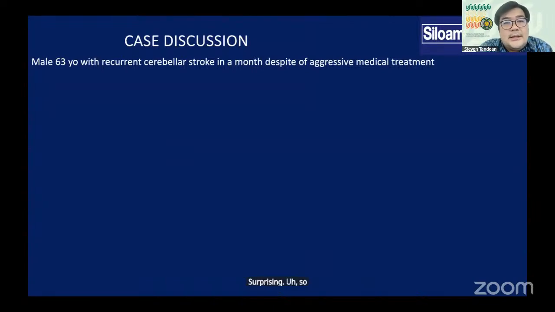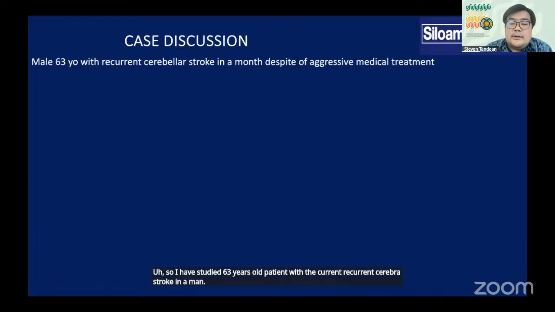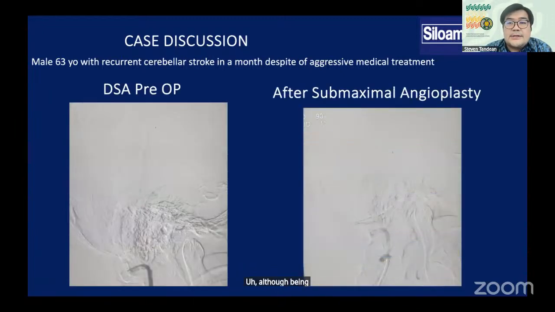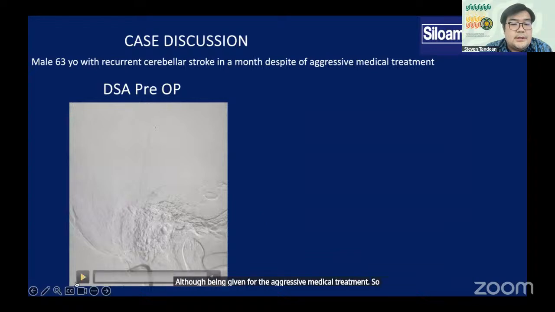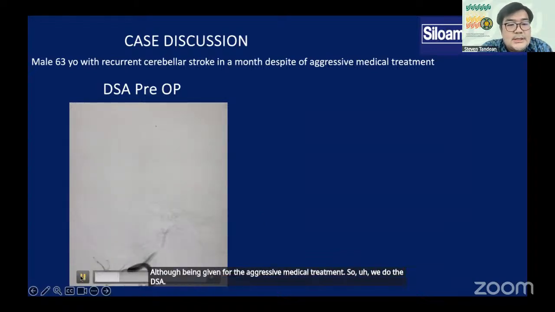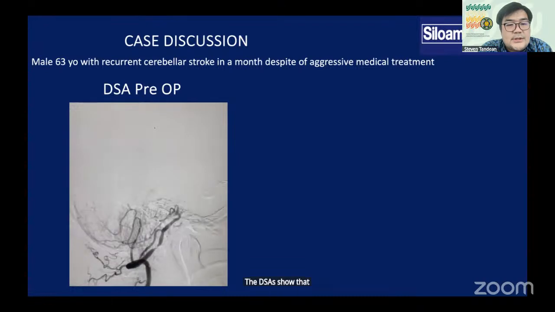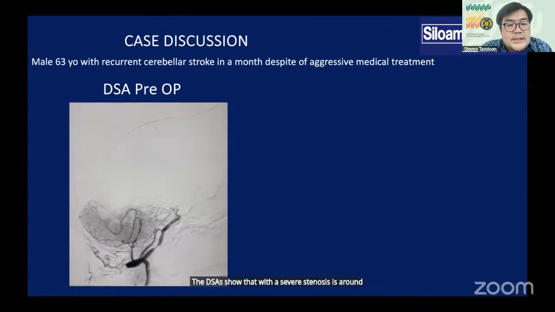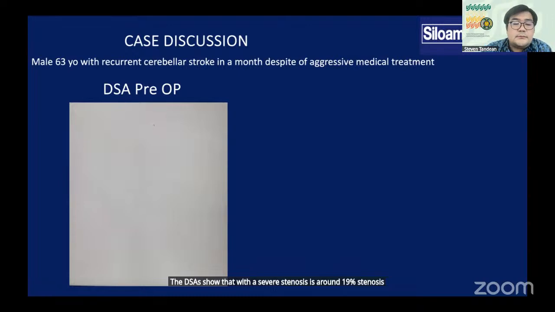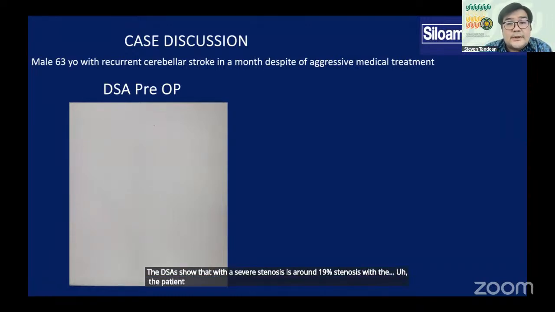So at this moment, I would like to share several of my cases. I have a 63-year-old patient with recurrent cerebral stroke in a month, although being given aggressive medical treatment. So we did the DSA. The DSA showed a severe stenosis, around 90% stenosis, and the patient already had recurrent symptoms of cerebral stroke.